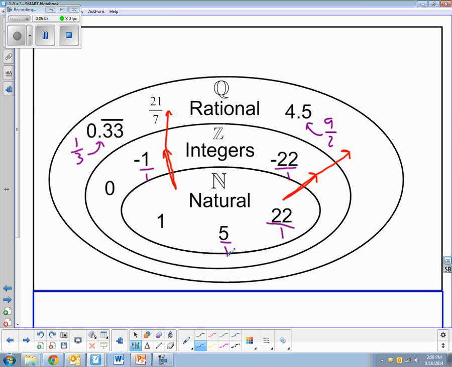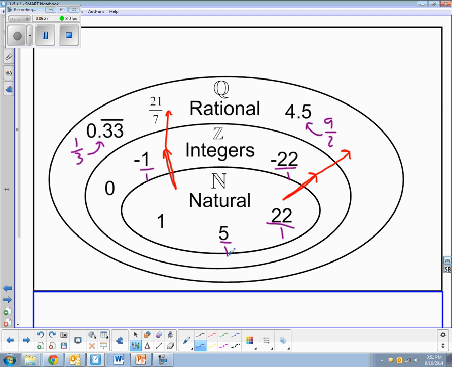And every natural number is also a rational number. So 1, 5, and 22, those three numbers, as well as all the other natural numbers, 1, 2, 3, 4, 5, 6, 7, 8, 9, all those natural numbers have three names so far. They're natural numbers, they're integers, and they're rational numbers. They work for all those criteria.